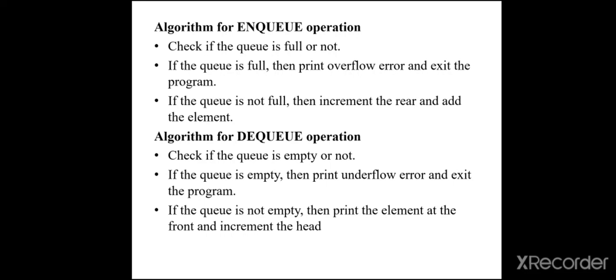Next we will see the algorithm for the dequeue operation. Same procedure. First check if the queue is empty or not. If the queue is empty, then print underflow error and exit the program. If the queue is not empty, then print the element at the front and increment the head.